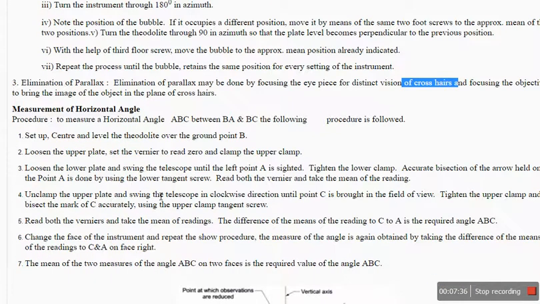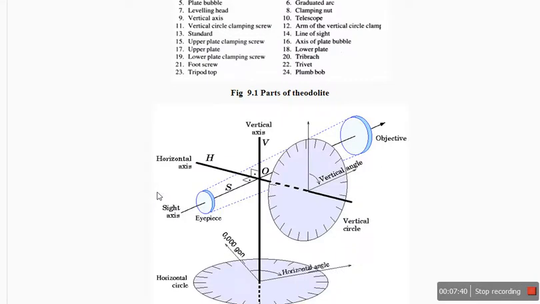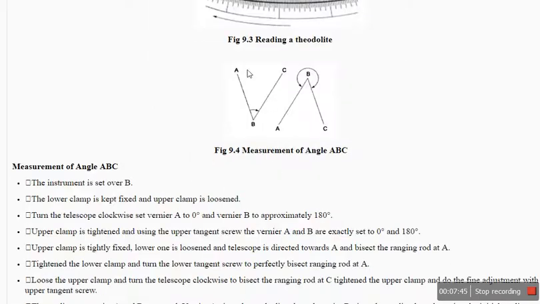So, if you want to find out the angle between A, B, C, let us say these are the points A, B and C. If you want to find out this angle, then this is called the deflection angle, the outer direction. The outer angle is called the deflection angle, and this is called the internal angle.